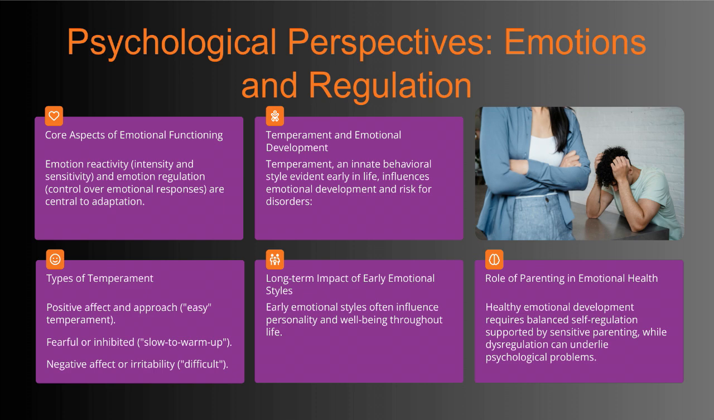Temperament plays a major role here. It's an innate behavioral style that shows up early in life and shapes how emotions develop, as well as the risk for psychological disorders. There are a few main types of temperament. Some children display positive affect and approach, often called an easy temperament. Others might be more fearful or inhibited, sometimes described as slow to warm up. Then there are those with a tendency toward negative affect or irritability, known as difficult temperament.